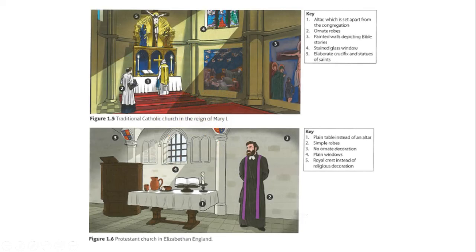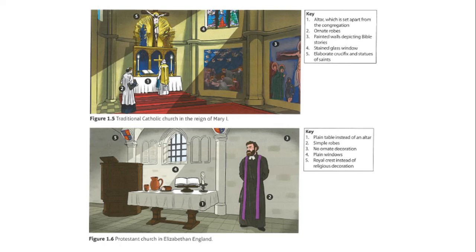Now, it's important to say before we get started, and this image in front of you here, which you've also got in your lesson notes booklet, is particularly important, is to see how much the church did in fact change in its physical appearance as a result of the Elizabethan religious settlement.